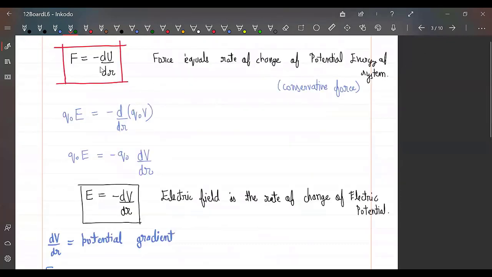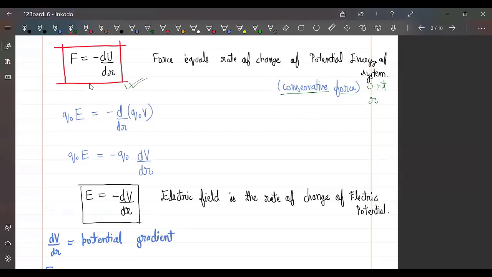After this, F is equal to minus dU by dr. It relates force with potential energy and says that force equals the rate of change of potential energy of the system with respect to r. With respect to r, that is called potential energy gradient. And if this holds, then the force is called a conservative force.